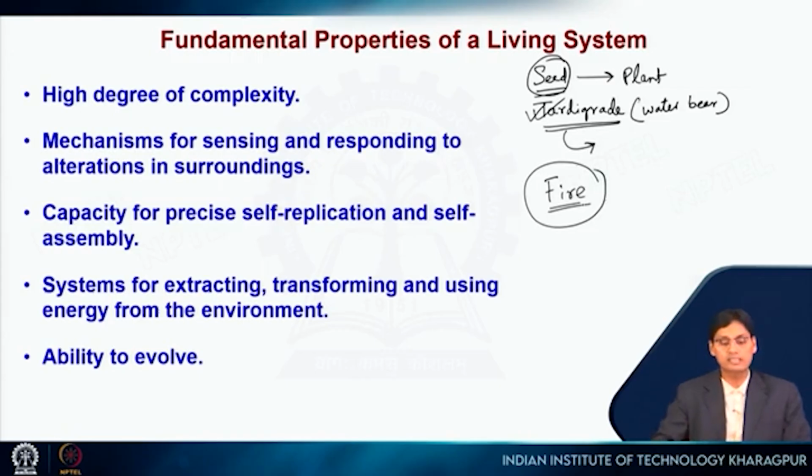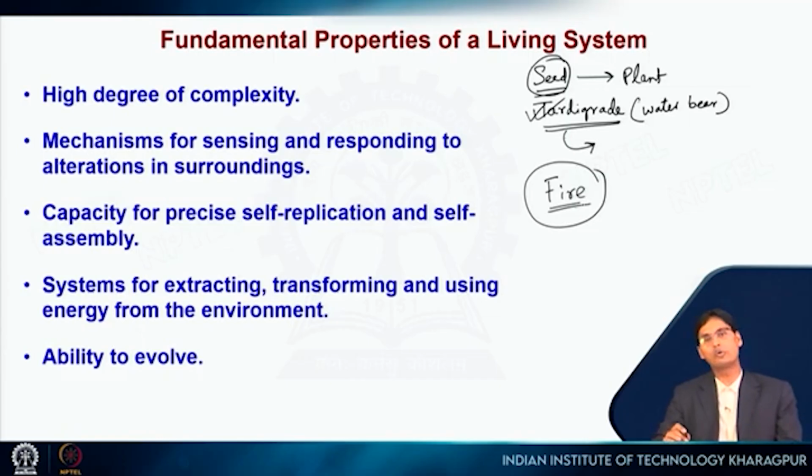But see, almost all of the properties I discussed, you can say in fire also. They can be complex, and they can sense and respond to alteration in surroundings. For example, if you give more air, more oxygen, fire will grow. They can also replicate; fire can actually multiply. And they can extract and transform energy from the environment. As a result, that's why at the beginning I told you it's very difficult to explain what life and a living system is. But altogether, if we understand all these properties, and I will discuss some more, then you will be able to understand what a living system is and what its fundamental properties are.